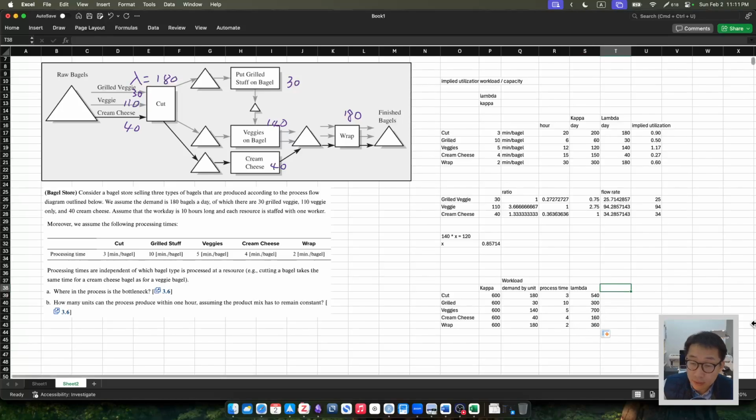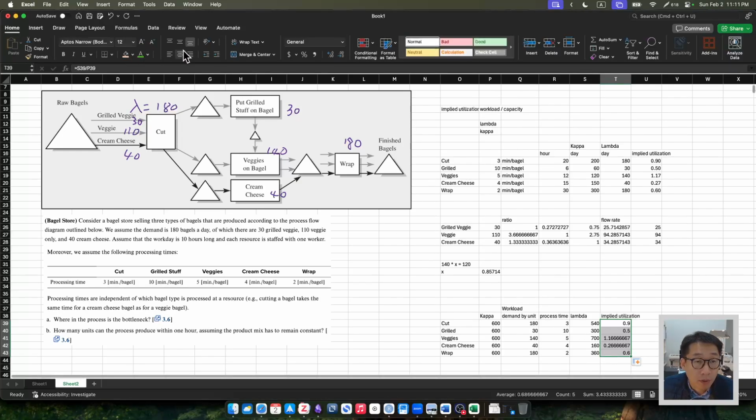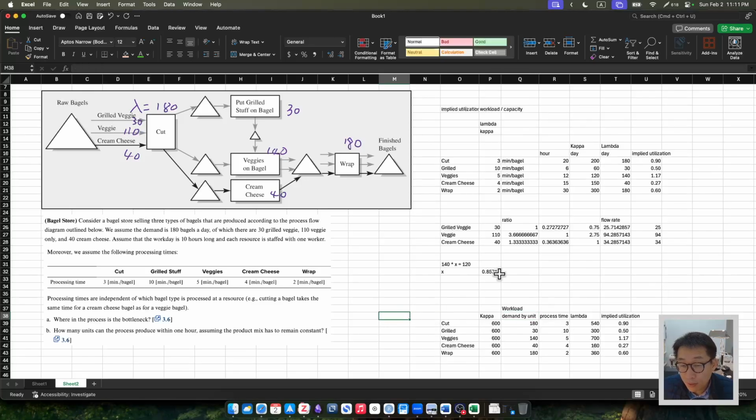So with that, I think our implied utilization is going to be the same as our previous result. That's it. It's going to be an identical result. Because the result is identical, you can take the same approach to figure out how to maintain the ratio by respecting the bottleneck. Okay, that'll be it.